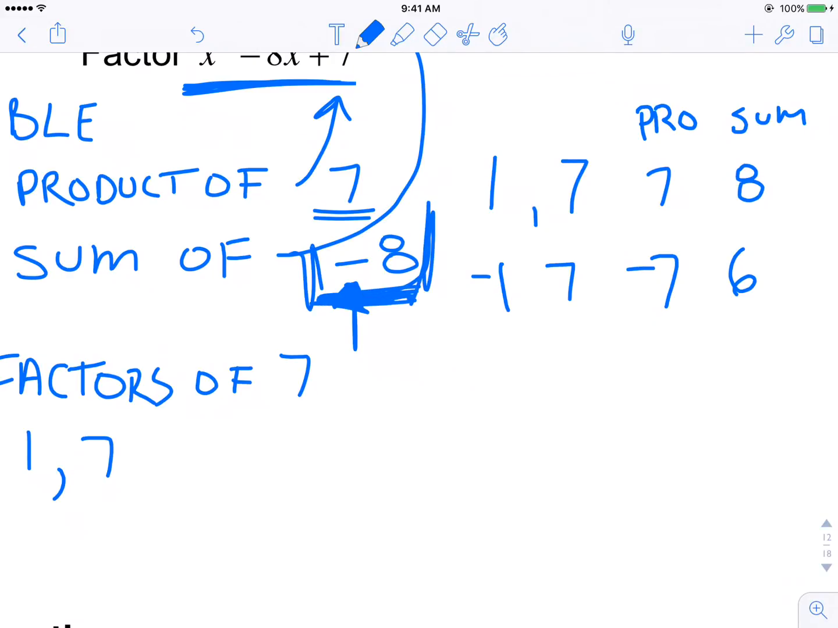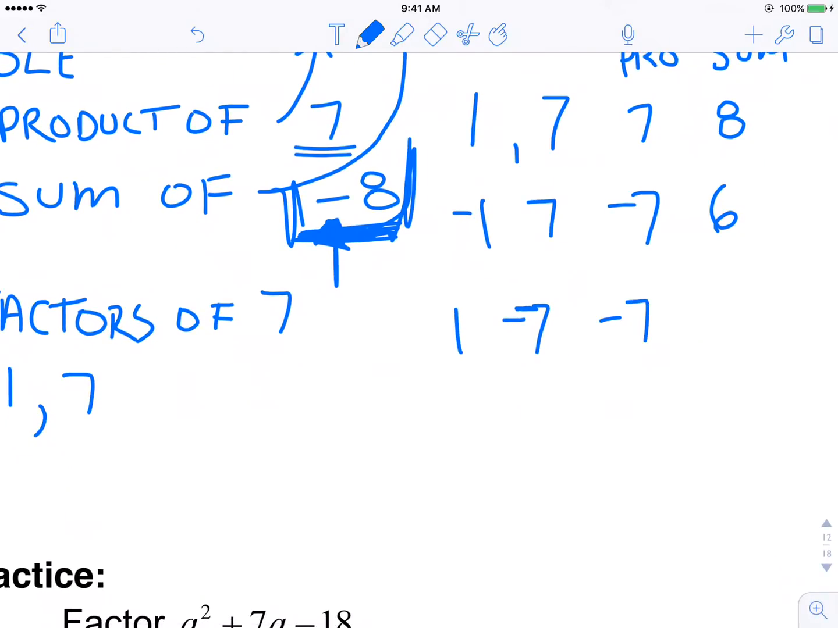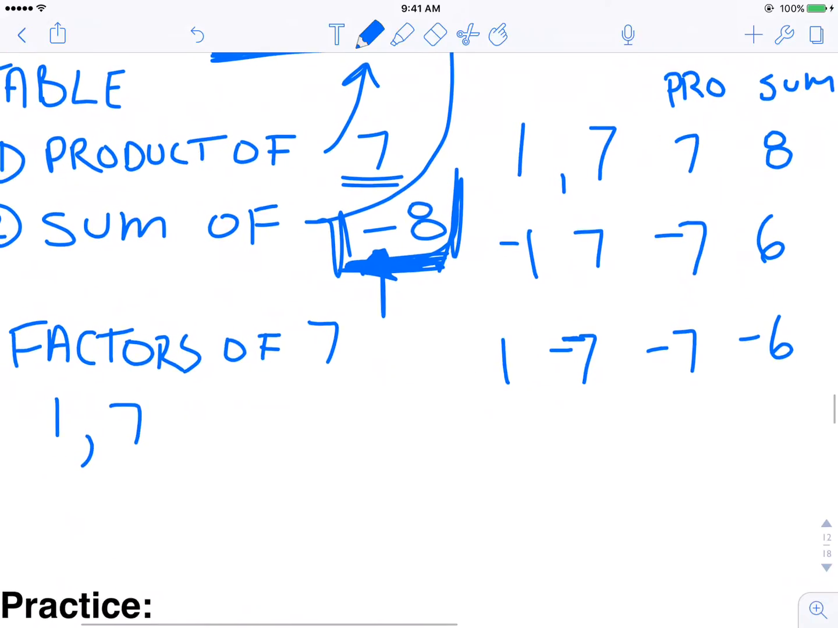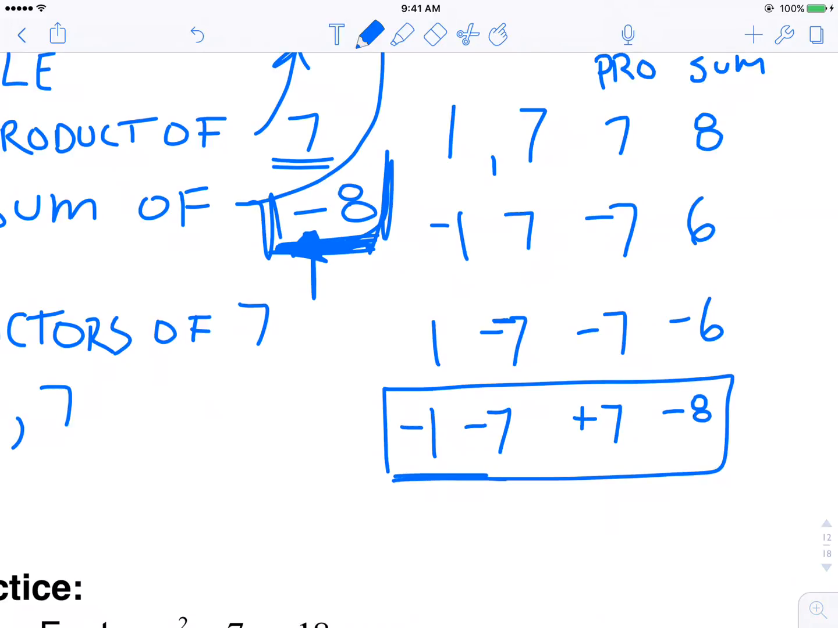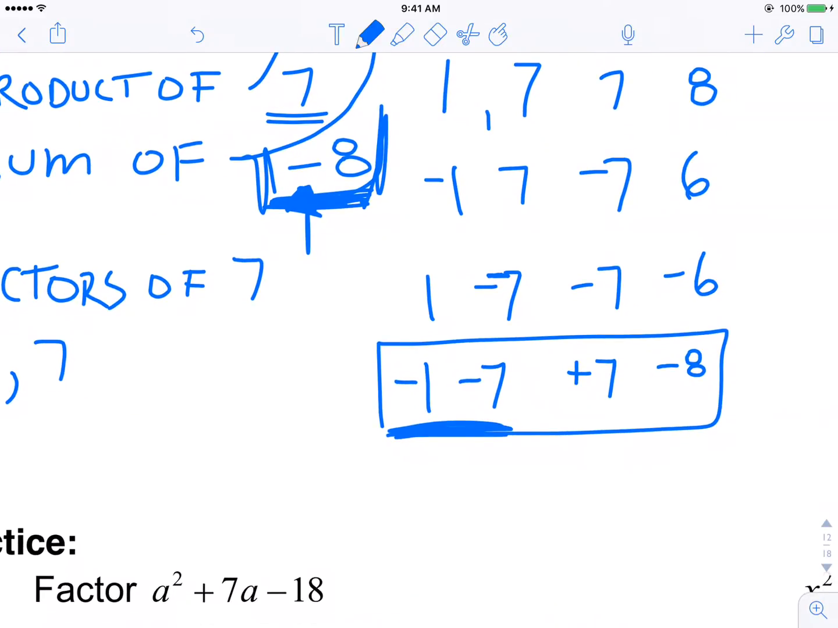So I flip the negative sign, and 1 and a negative 7. That's going to give me a product of negative 7 and a sum of negative 6. That still doesn't work. So what's my last option? Well, what happens if they're both negative? Negative 1 and negative 7. That gives me a product of positive 7, but a sum of negative 8. So there is what I'm looking for. This is my combination of integers. I simply write down my binomial brackets, x minus 1, x minus 7. Okay.